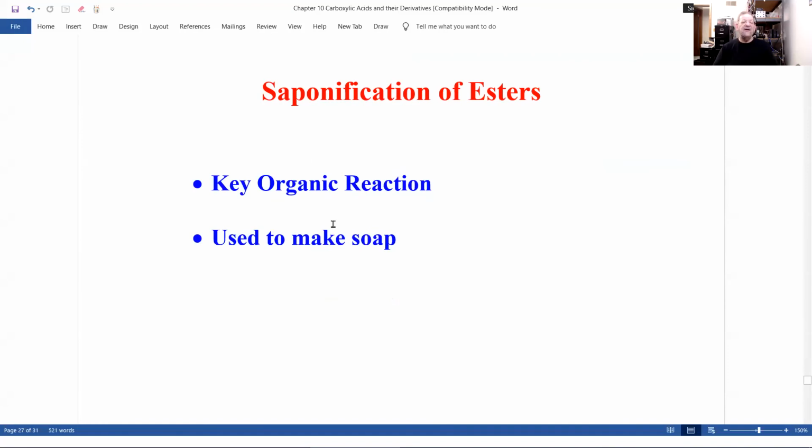Now, another key reaction of esters is called saponification of an ester. And remember, I will never ask you on a test or a final the name of a reaction. And this is a key organic reaction. Well, you say that about everything. Well, this has been, because for many eons people made soap this way.